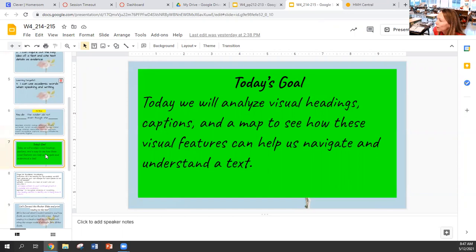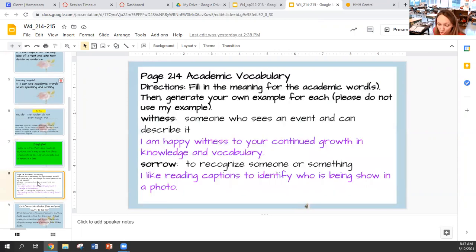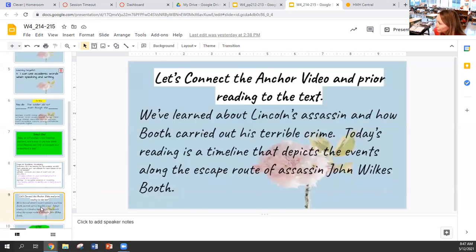Today we will analyze visual headings, captions, and a map to see how these visual features can help us navigate and understand the text. Your 2 words and definitions, make sure those are in for 214. You have witness and identify. So make sure those are in. I gave you my examples. Of course, you have your own that you'll be filling in.